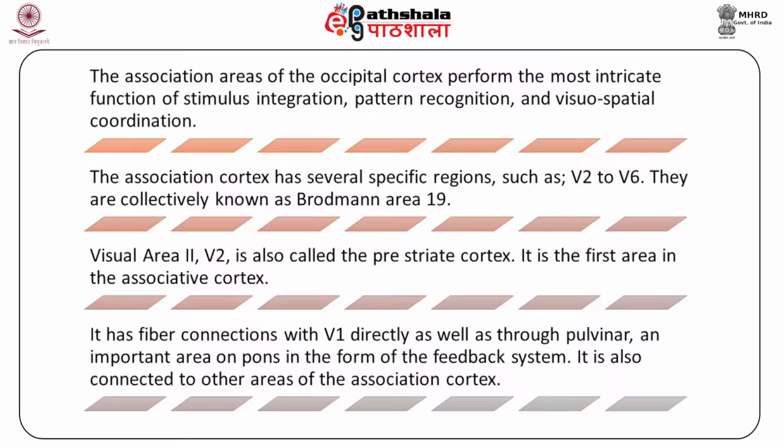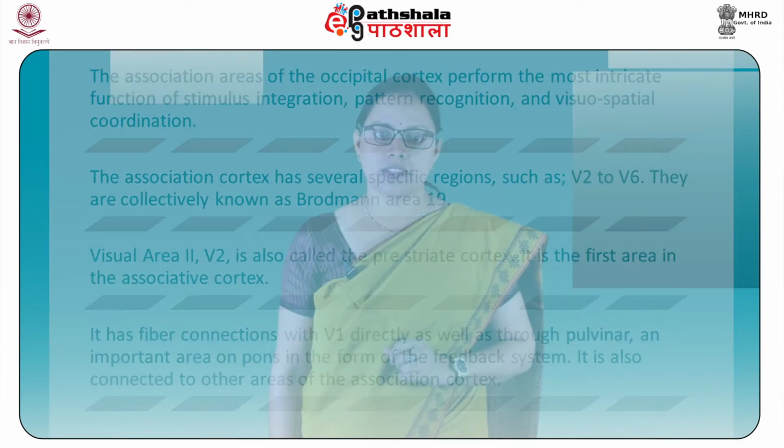The association cortex has several specific regions such as V2 to V6. They are collectively known as the Brodmann area 19. Visual area 2, V2, is also called the pre-striate cortex. It is the first area in the associative cortex. It has fiber connections with V1 directly as well as through pulvinar, an important area on pons, in the form of a feedback system. It is also connected to other areas of the association cortex.